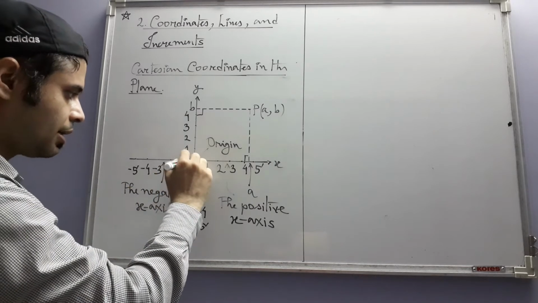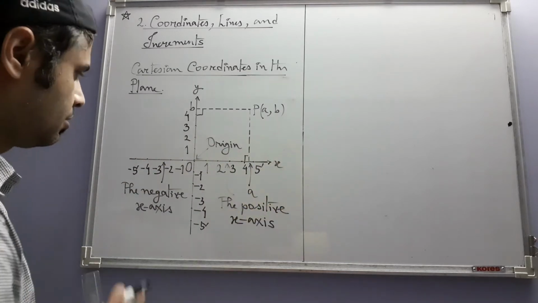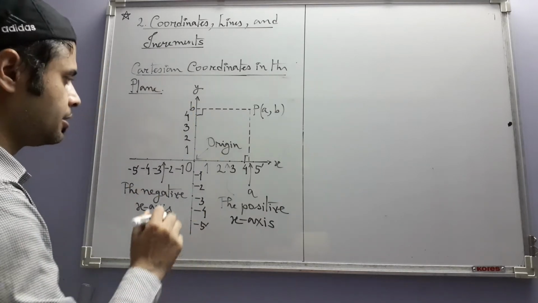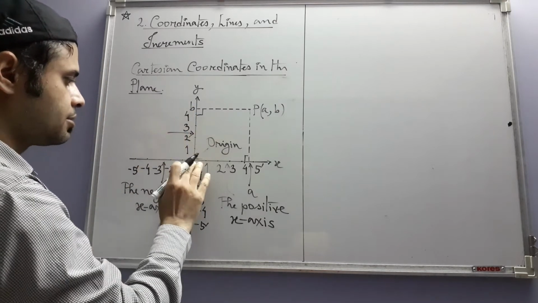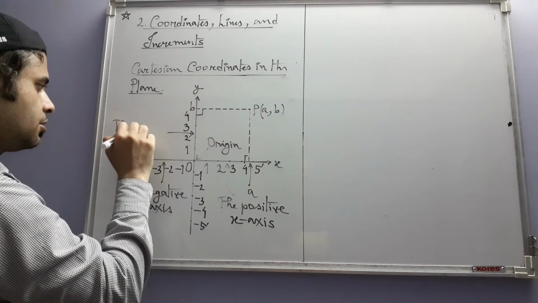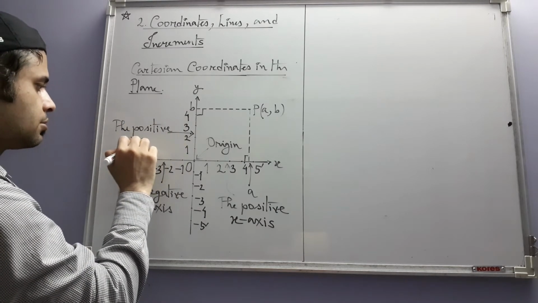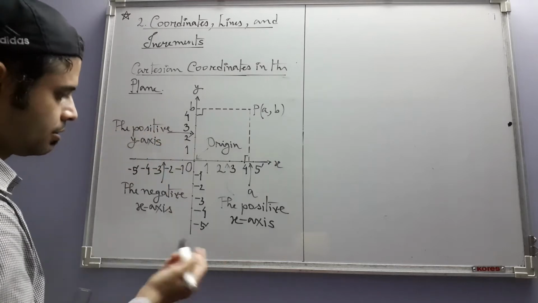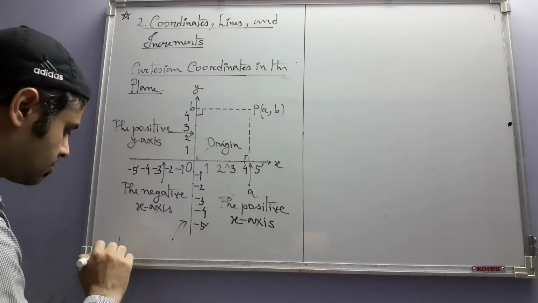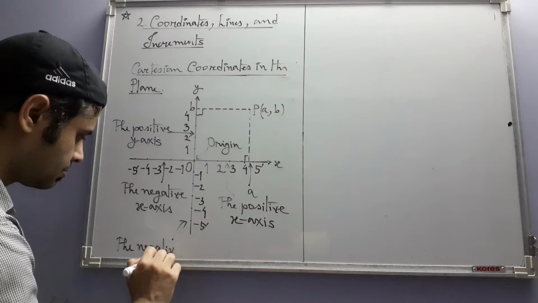The origin divides the horizontal real line into these two parts. Just like that, the origin also divides the vertical real line into two parts. The part that lies above the origin is known as the positive y-axis, and naturally the part that lies below the origin is known as the negative y-axis.